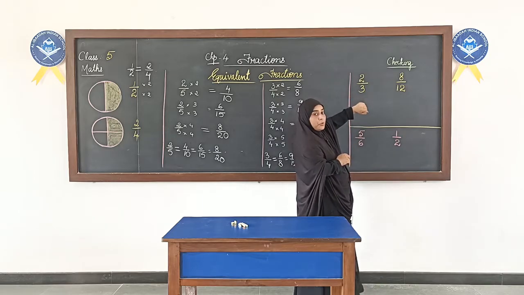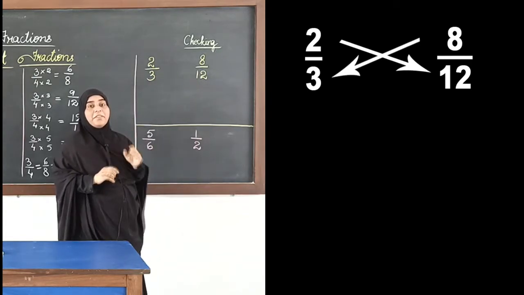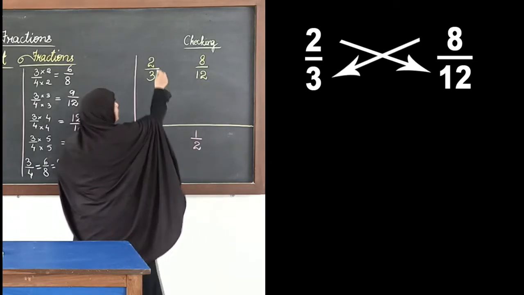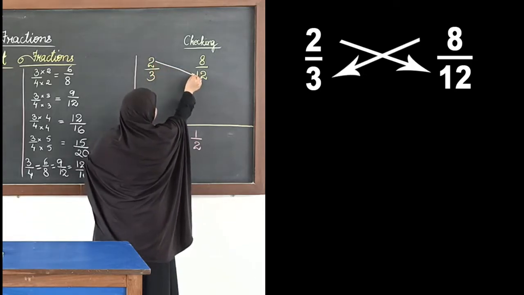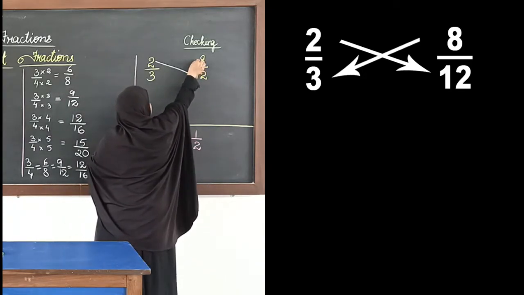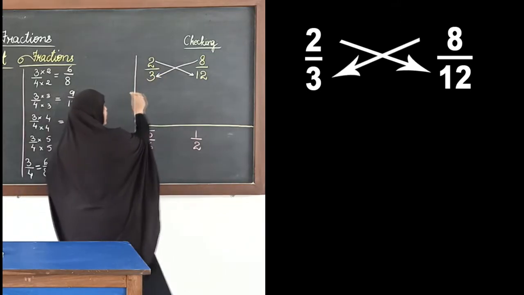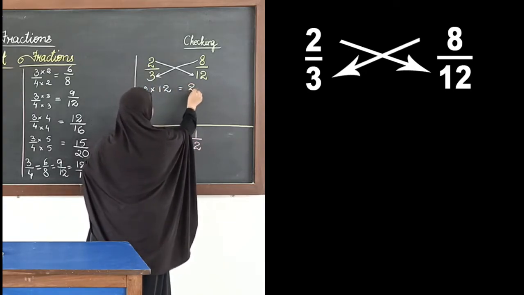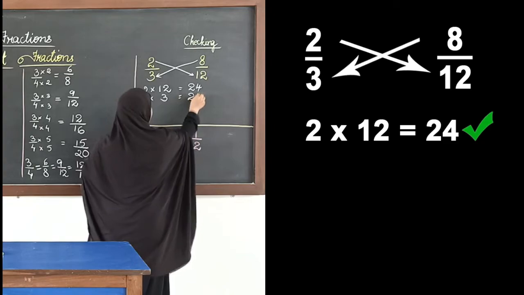I have taken two fractions, 2 by 3 and 8 by 12. So, we will try to find whether these two fractions are equivalent to each other or not. So, what we do? We will do cross multiplication, that is the numerator of this fraction we will multiply with the denominator of the other fraction. Same way, numerator of the second fraction we will multiply with the denominator of the first fraction and see what answer we get. 2 into 12 is equal to 24. 8 into 3 is also equal to 24.